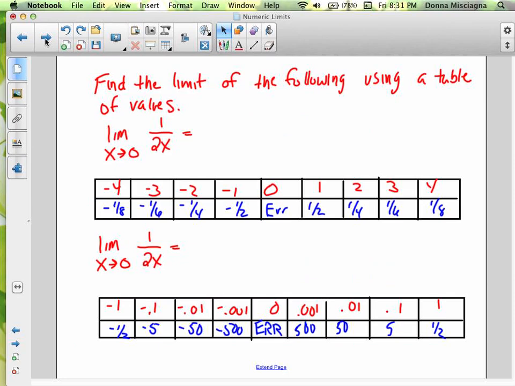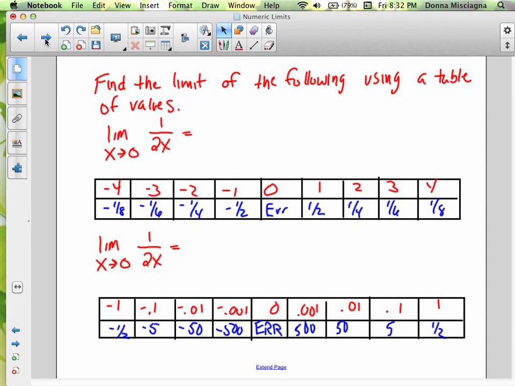Now, one more limit from the right and the left hand side. And then we're going to look at some piecewise functions. So we want to find the limit of the following using a table of values. So we have the limit of 1 divided by 2x as x approaches 0.